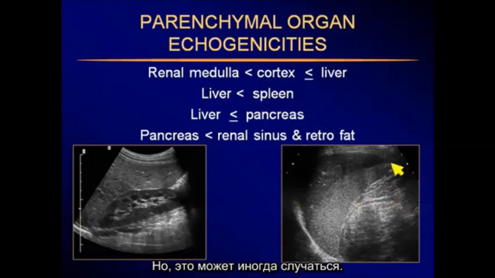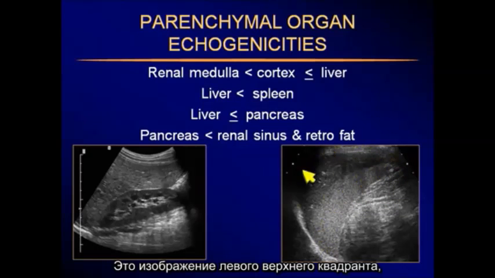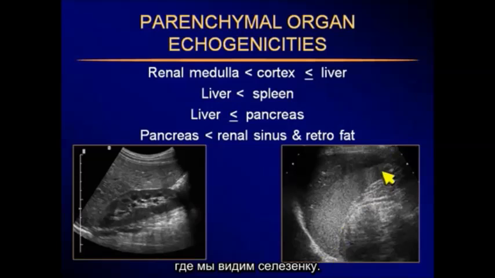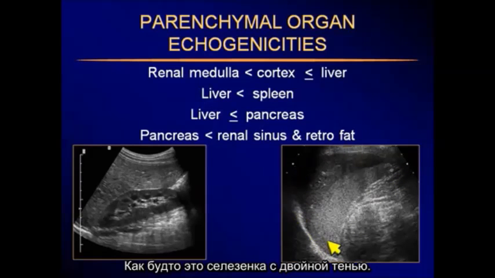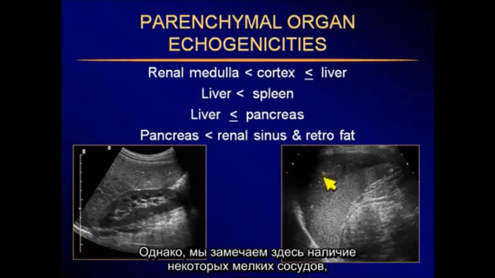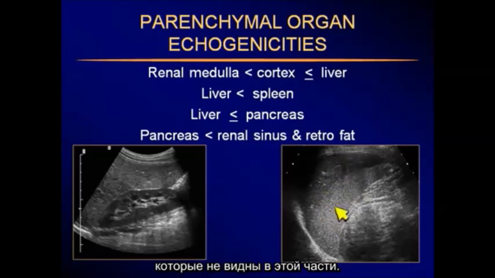That can happen sometimes. Now, this is a scan of the left upper quadrant, and we're looking at the spleen here, and we notice that the spleen has sort of a double shade, has a darker area and a brighter area, almost like a double shaded spleen. However, we also note that there are some little vessels in this part of the spleen, not so much seen here. And then we realize that this is liver. This is the left lobe of the liver going all the way across to the left, hugging the spleen, so that it looks like it's a part of the spleen, and it isn't.